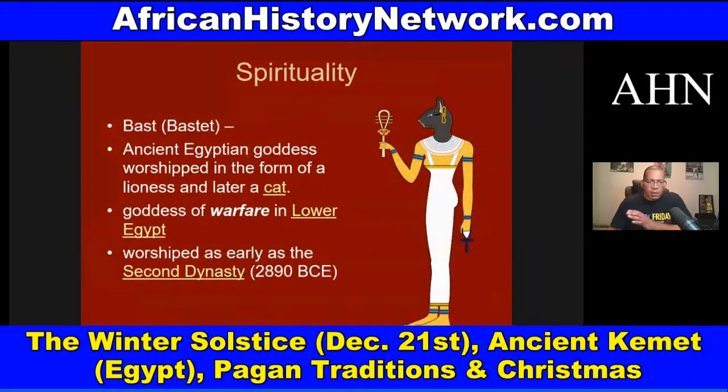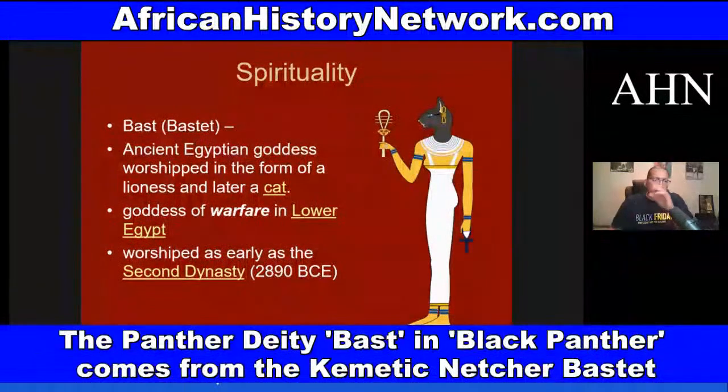So we deal with all this, and we deal with the film Black Panther. We know that the Neter Bastet, who we see in the film Black Panther, comes from Bastet, who was an ancient Kemetic deity who was worshipped in the form of a lioness, and later a cat. She was a deity or Neter of warfare in Lower Egypt, Lower Kemet, worshipped as early as the 2nd dynasty, around 2890 BCE.